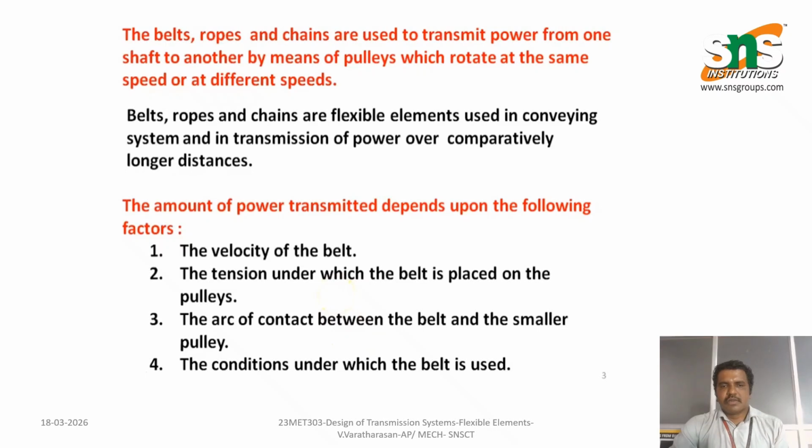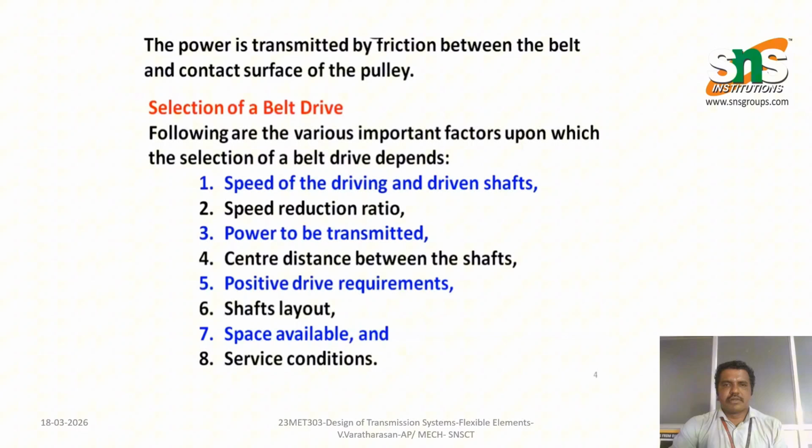In this unit we are going to see the flat belt, V belt and chain drives. The amount of power transmitted depends upon the following factors, which we already saw: the velocity of the belt, the tension under which the belt is placed on the pulley, the arc of contact between the belt and the smaller pulley, and the conditions under which the belt is used. The power transmitted also depends on the friction between the belt and the contact surfaces of the pulley, which is very important.